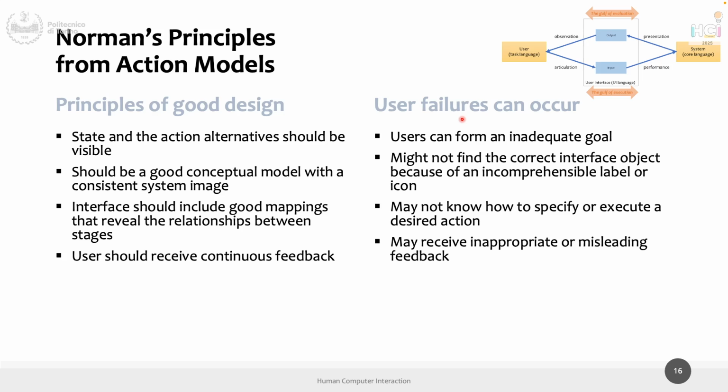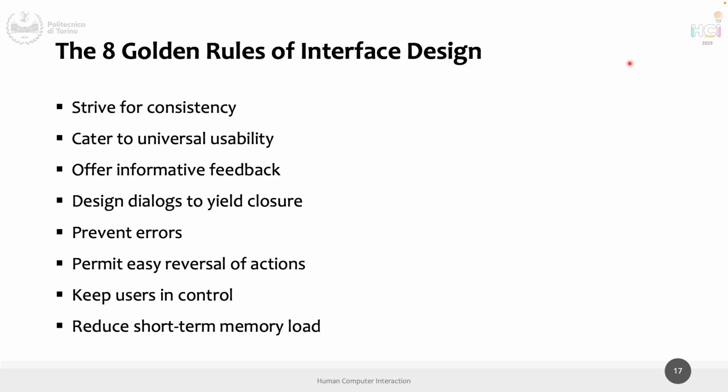As we have seen already, you cannot find the correct interface object because the label is wrong, the icon is wrong with respect to the norm. You may not know how to do something, and you may receive inappropriate feedback. So this just stems from the model we have seen and discussed a couple of weeks ago.